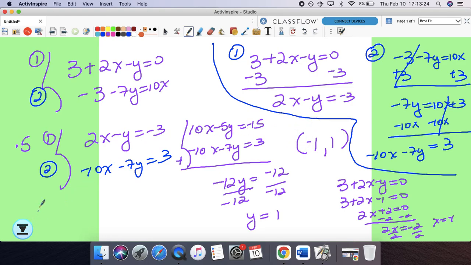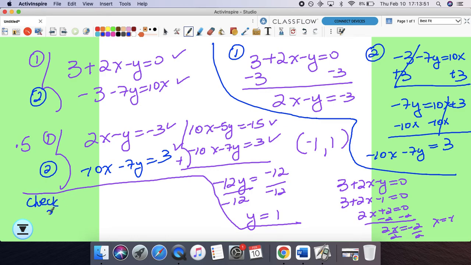So to do our check, you can pick this equation right here, or this equation, or this one, or even these two. There are 3 versions of equation 1, and 2 versions of equation 2. It doesn't matter which one you pick. So I'm just going to stick to the original equation. So check.